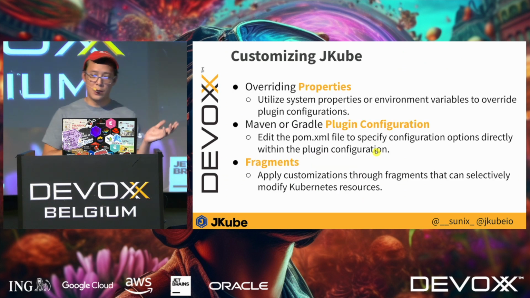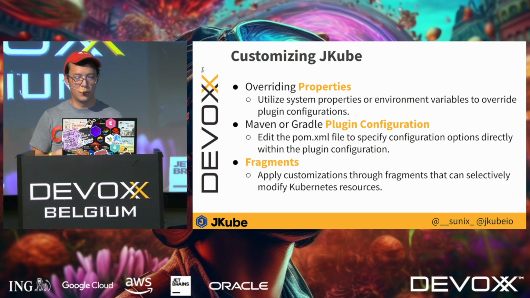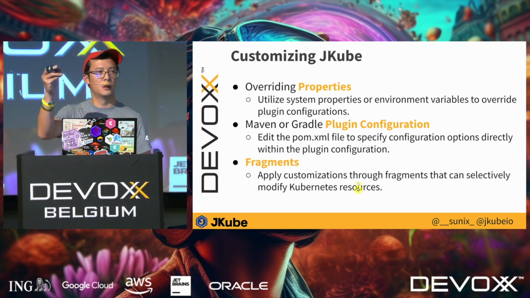Okay, and there are other ways to customize JKube. You can do it through the plugin configurations in the pom.xml or the Gradle configuration file. There are also fragments, which add small fragments of a resource, and that will override just the part that you have added as a fragment.